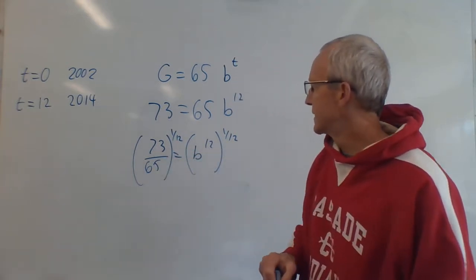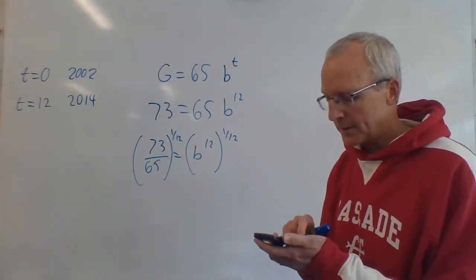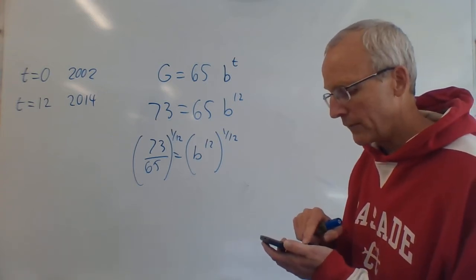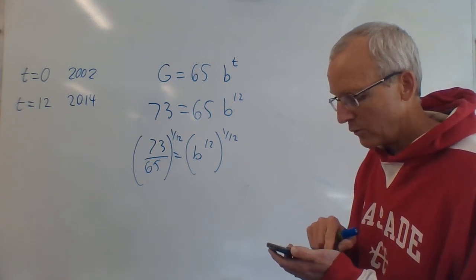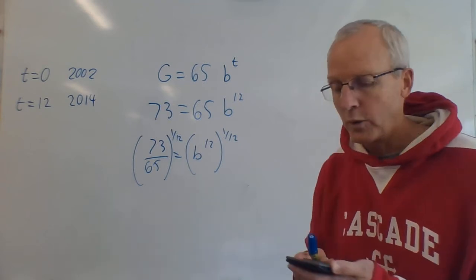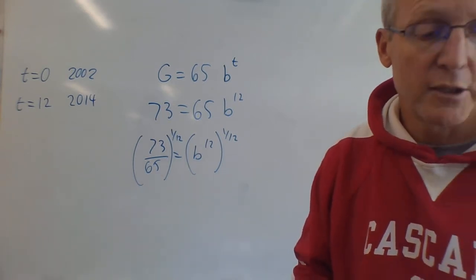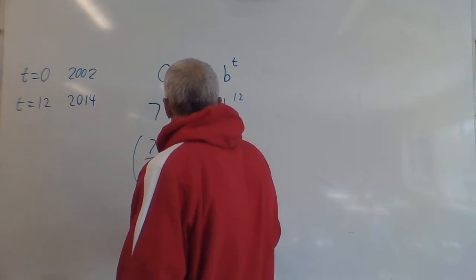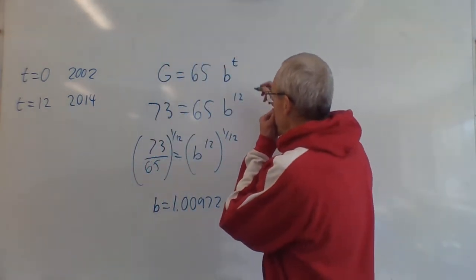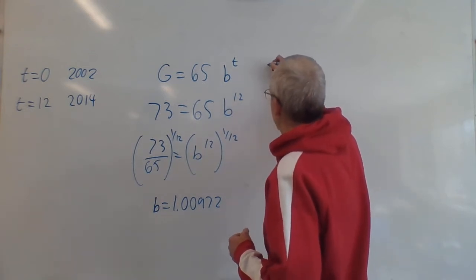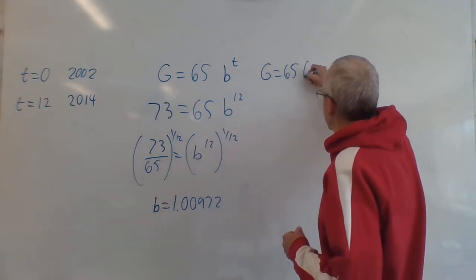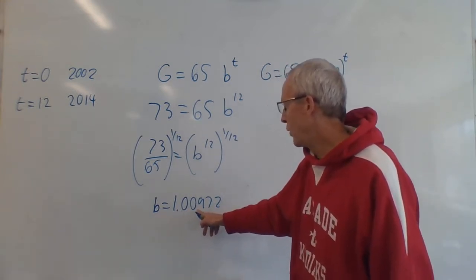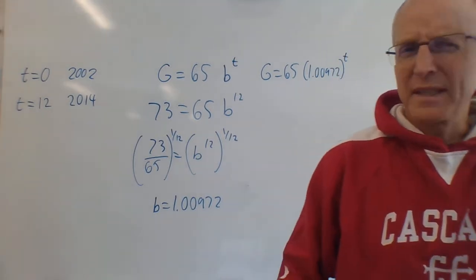So what's 73 over 65 to the 1/12th power? So 73 divided by 65 to the 1/12th, using y to the x, 1 divided by 12. I get about 1.00972. So b is equal to 1.00972. Our formula for Germany is G equals 65 times 1.00972 to the t. That means the growth rate in Germany is about 0.97%, about 1%. It's only growing at 1%.